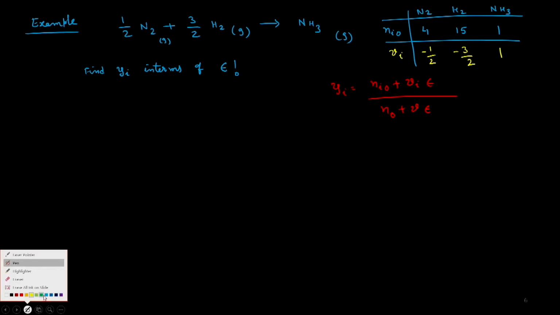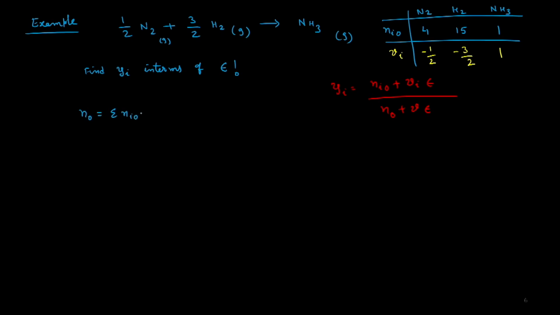Once I have the stoichiometric numbers, what I can do is go back and calculate the denominator first. N naught is sigma Ni naught. It is 4 plus 15 plus 1, which is going to be 20.